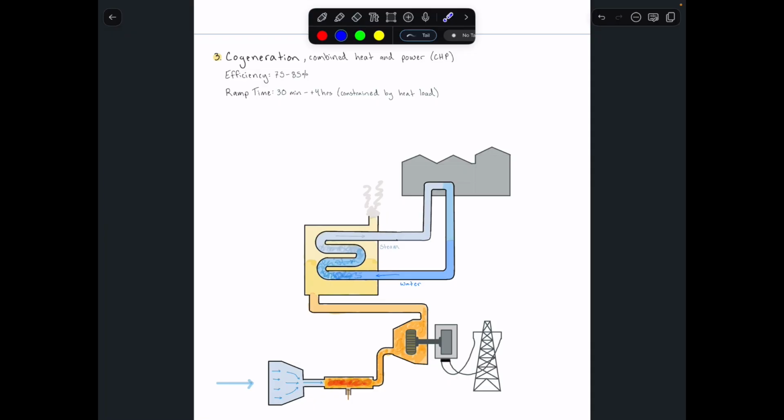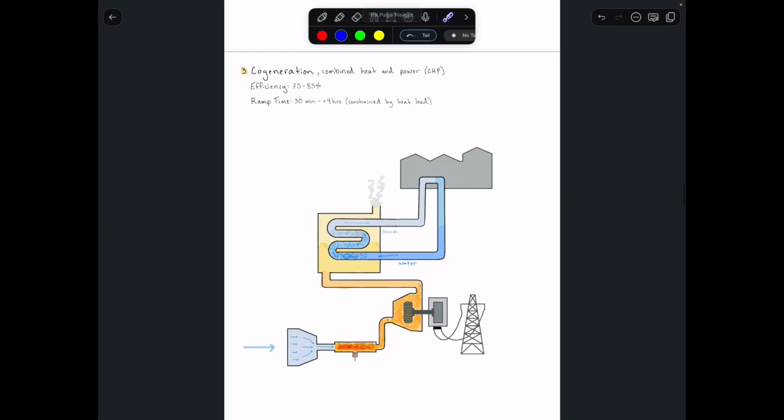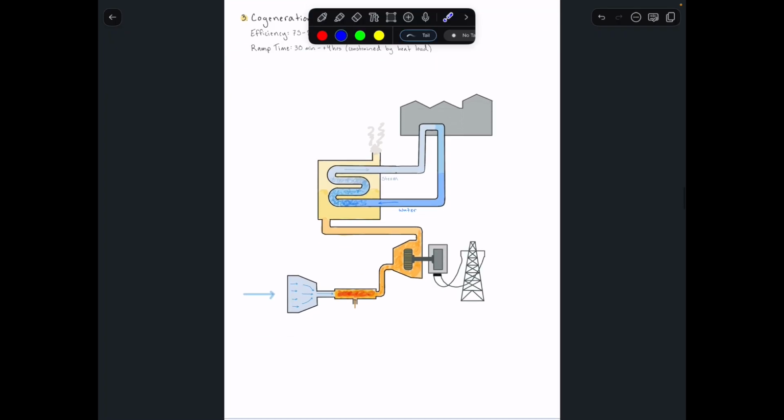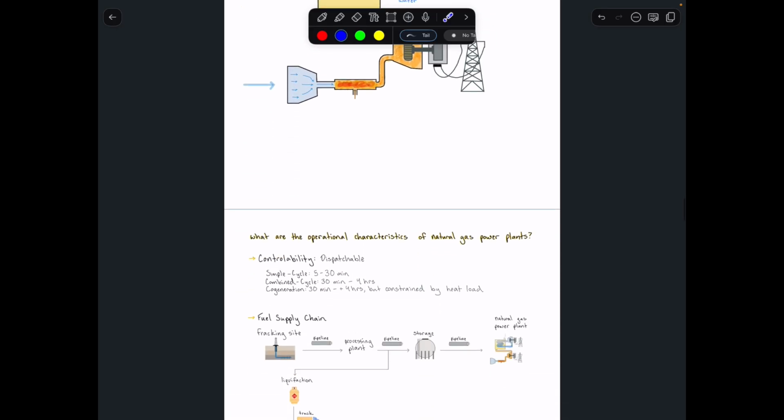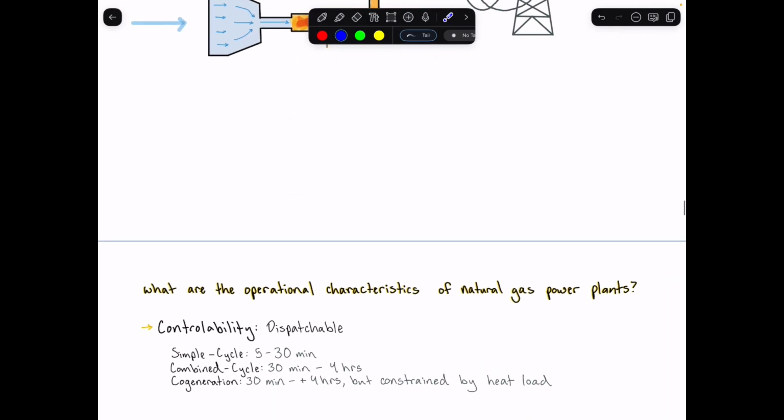And the one other thing is cogeneration plants are sometimes referred to as combined heat and power, or CHP. So be on the lookout for those terms as well. So those are the three types of natural gas power plant. Now in the next section, we're going to go over some of the characteristics of natural gas power plants. So let's start by describing their controllability.